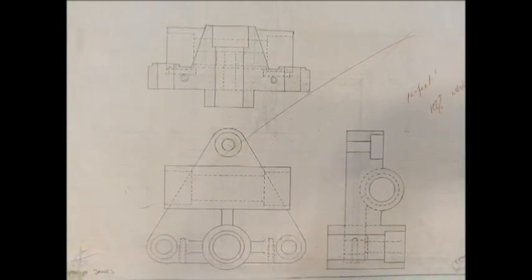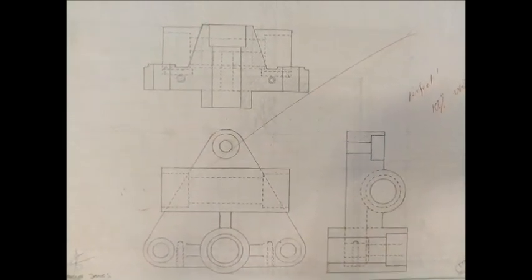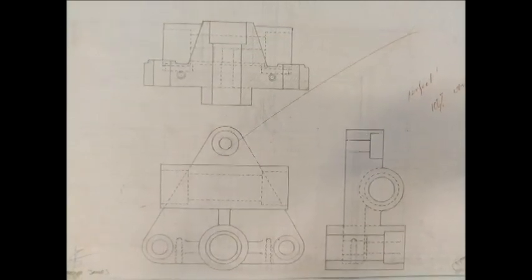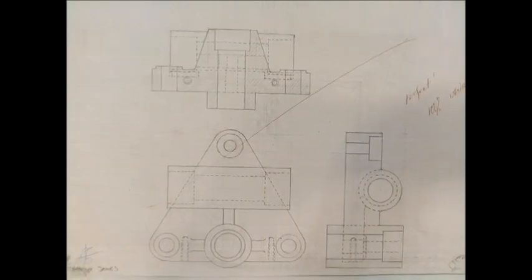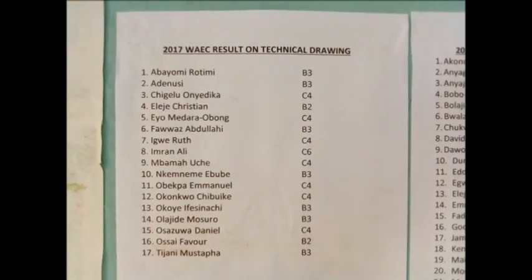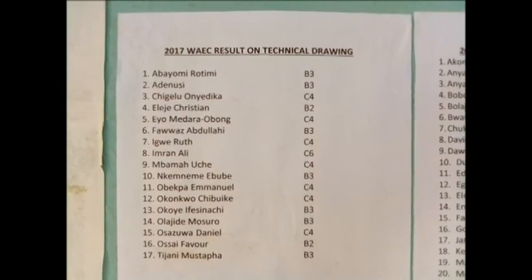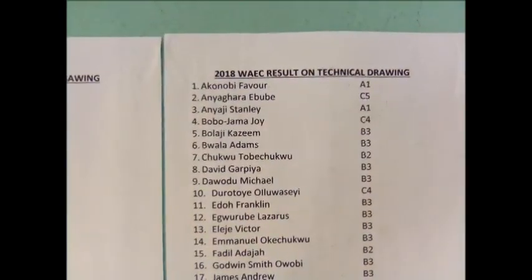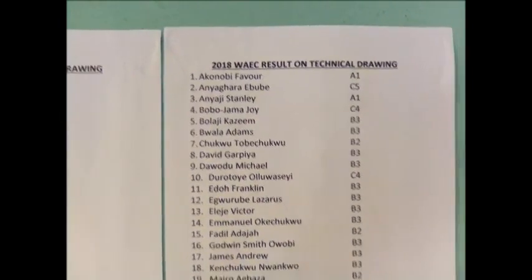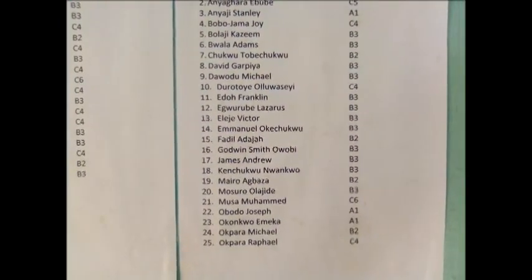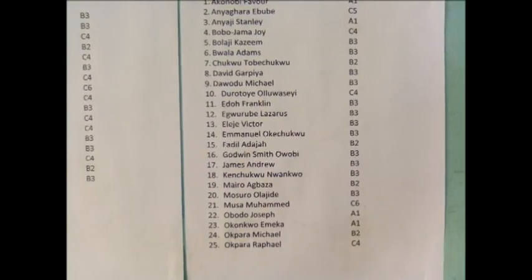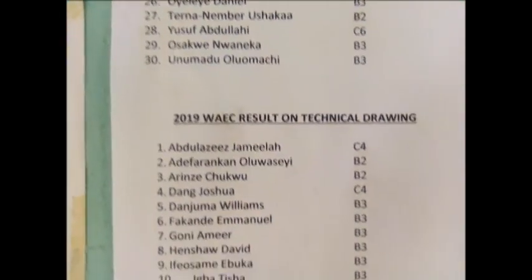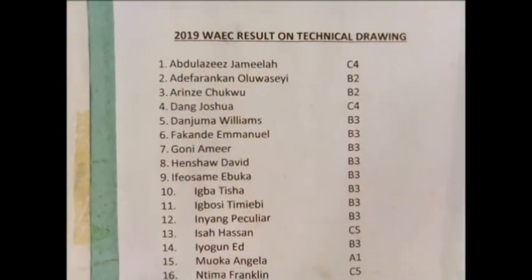Finally, let me show you the results we have made so far, at least for the past 3 years that we have been in this school. Let me show you some of the WAEC results. This is the 2017 WAEC results. Flanked by it is 2018 WAEC results. Coming here, we have 2019 WAEC results.